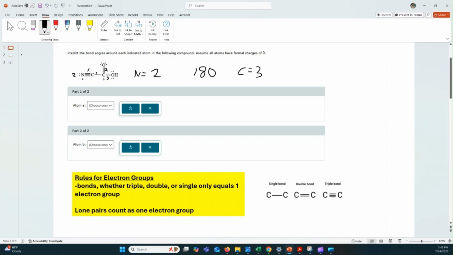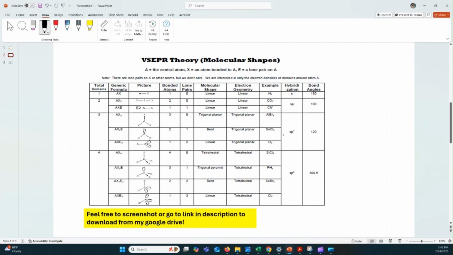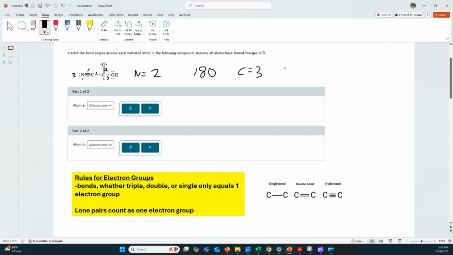Then we'll go back to the supporting spreadsheet, and we'll see that for domain 3, the bond angle is 120. And we'll write 120. Once you go to the drop down here, ALEKS will have the choices for you, and you select 180 and then 120. Again, feel free to download this document to help, but this is fairly simple.